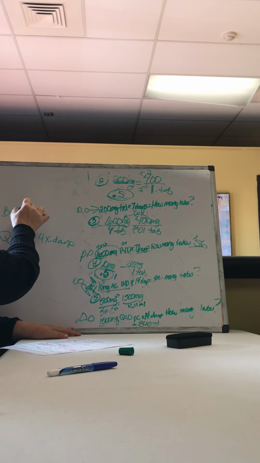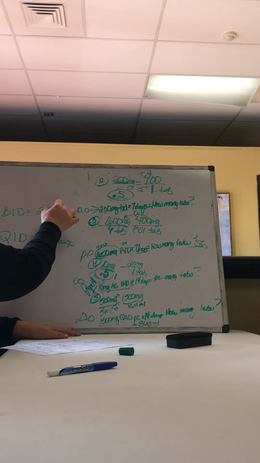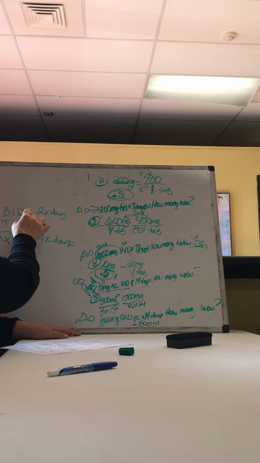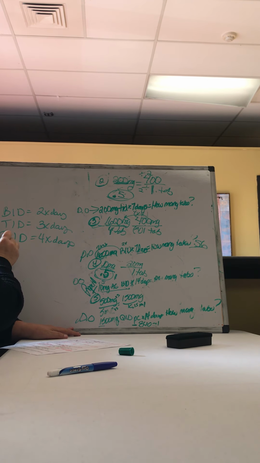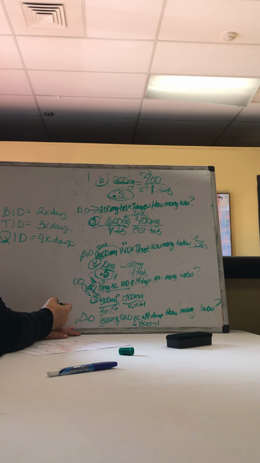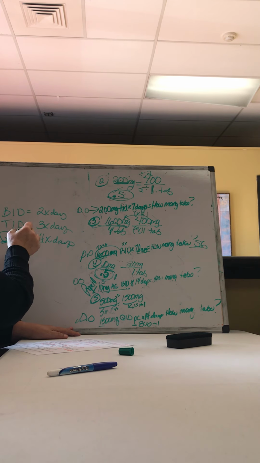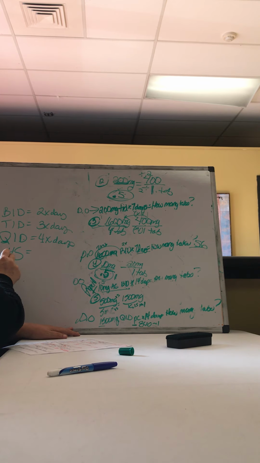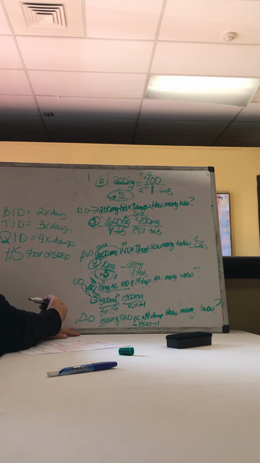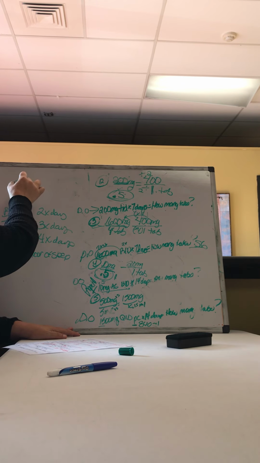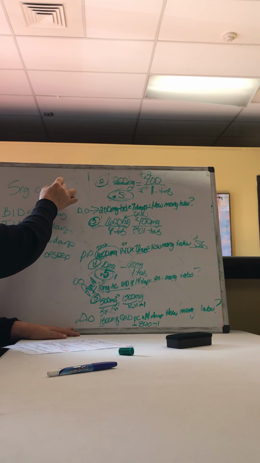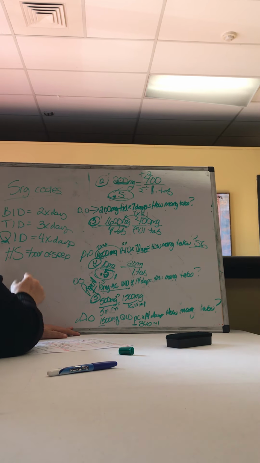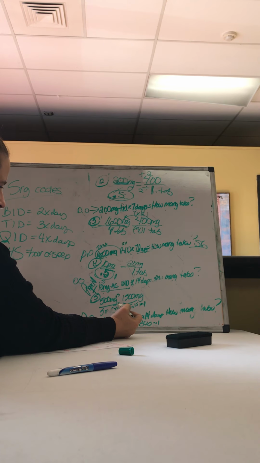BID is what? 2 times a day. How about TID? That's 3 times a day. QID, 4 times a day. Right? What about HS? What does it stand for? Hour of sleep. Those are your SIG codes. That's what they call all these abbreviations. You have to know them to read the prescription and to fill the prescription.